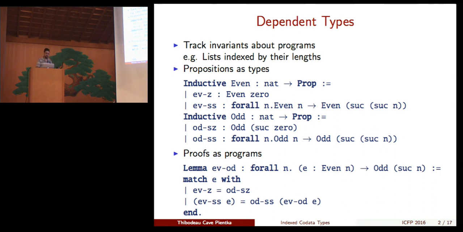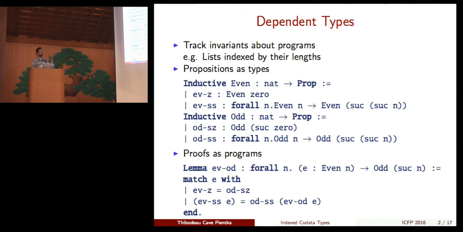For example, we can define an inductive predicate on natural numbers, saying that the natural number is even or the natural number is odd. And we do that using constructors. And then we can do proofs as programs by writing some lemma that if some natural number is even, then its successor is odd. And for that, we would do pattern matching on the input. And then we do the recursive call to build the inductive argument.